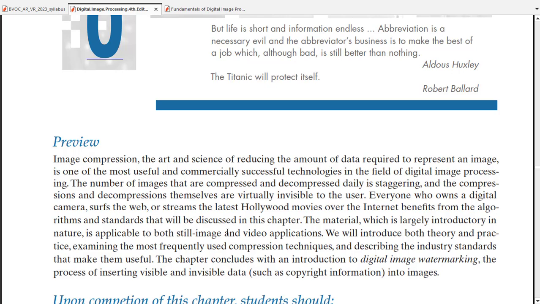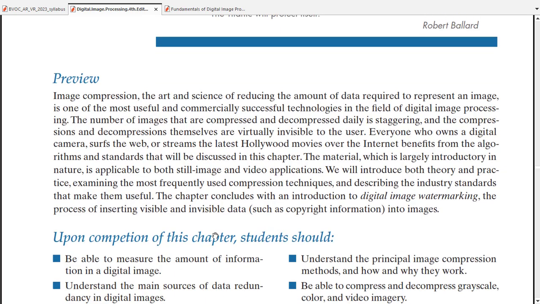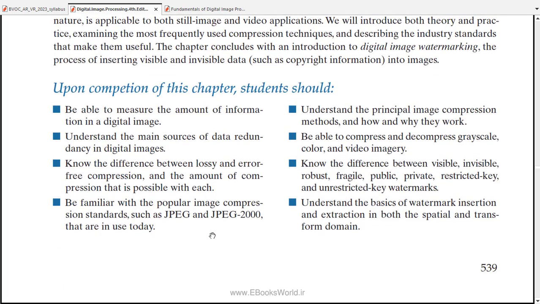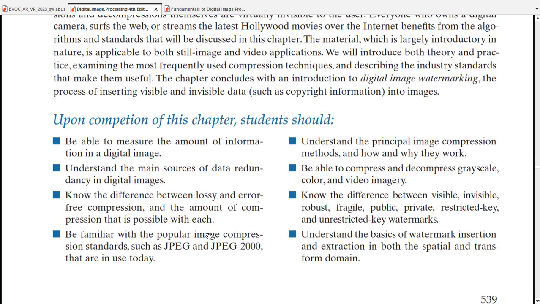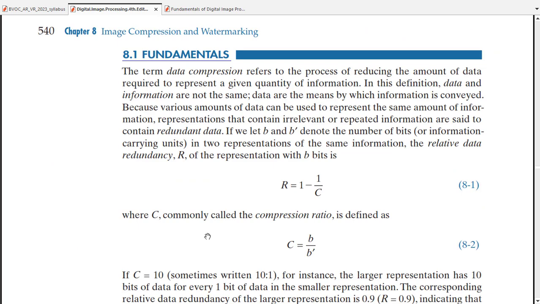A bitmap picture takes a huge amount of size, but the JPEG, Joint Photographic Experts Group, standard format, compression format, reduces this size. So in these techniques we will come to a compression model. So this is the major role and the fundamentals of image compression.